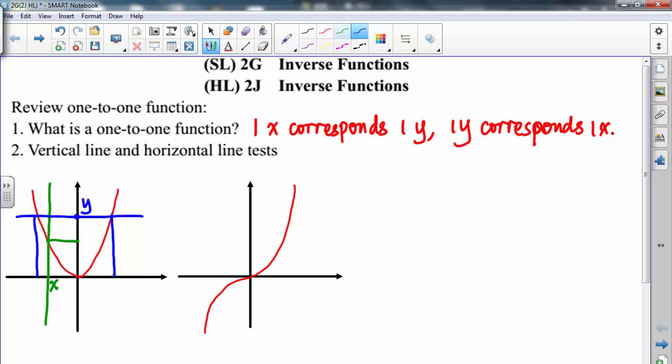And let's look at this one. From the vertical line test, we can know this one has one x corresponding to one y. From the horizontal line test, we can see one y only corresponds to one x. So this one is a one-to-one function, but the other one is not.